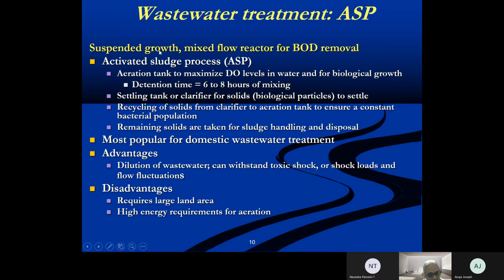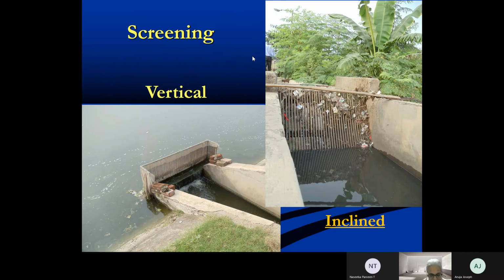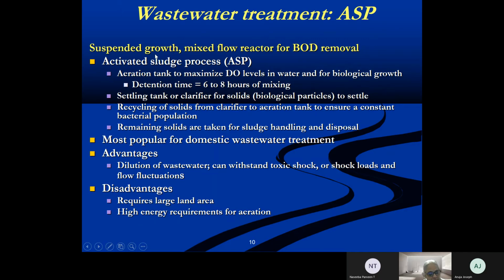So here we have suspended growth, and this suspended growth process is run as a mixed flow reactor. So we also call it a CSTR. If you're from chemical engineering, you know what a CSTR is. A CSTR is a tank where everything within the tank is completely mixed. So we say it's 100% mixing, and it's a continuously stirred tank reactor. So it's suspended growth for the biomass, for the bacteria, and we have a mixed flow reactor for BOD removal.